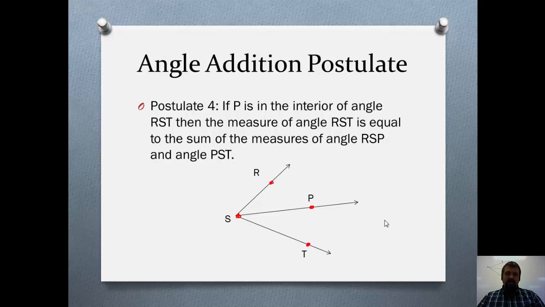So in the example just below, angle RSP and angle PST can add up together to be angle RST. Please note, if they do not share a side in common, this would not be allowed. For instance, if ray SP was not a side for both angles RSP and angle PST, it would not be able to have the angle addition postulate apply. So for instance, if measure of angle RSP is 30 degrees and measure of angle PST is 20 degrees, that means the measure of angle RST is 50 degrees, 30 plus 20.